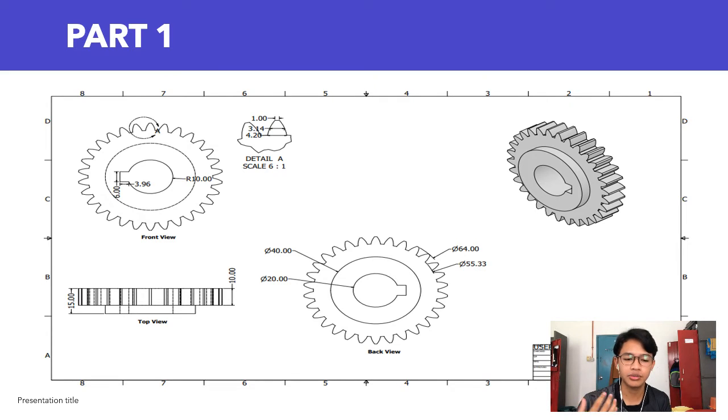So I've created a spur gear for our transmission project, and the function of a spur gear is to transfer power or motion from one shaft to another shaft in a mechanical setup. I will proceed to show how to create a spur gear in Inventor software.